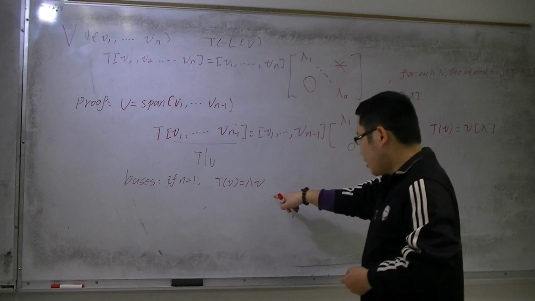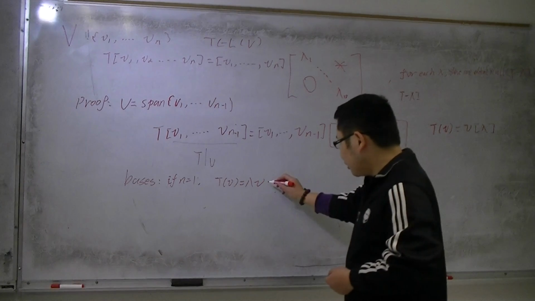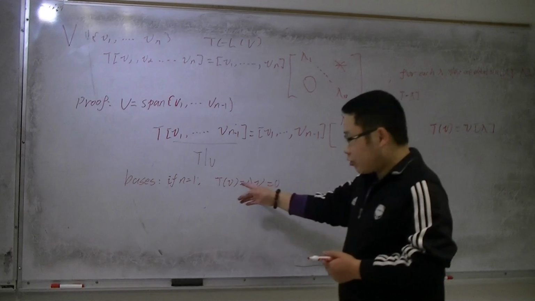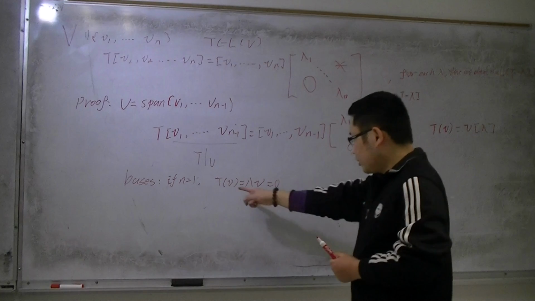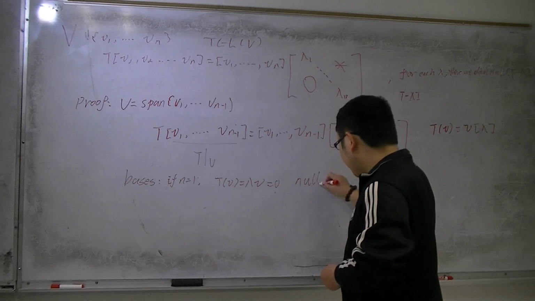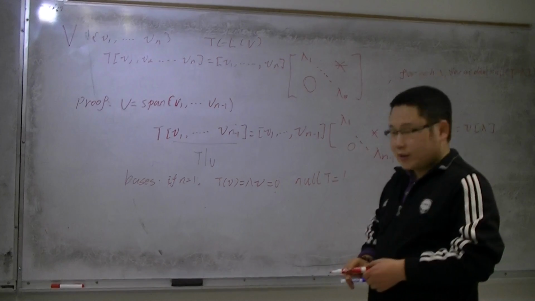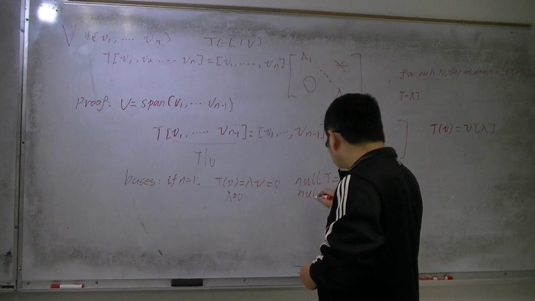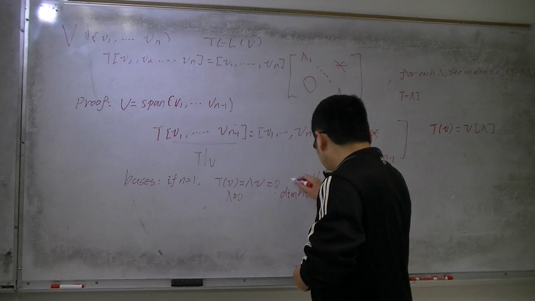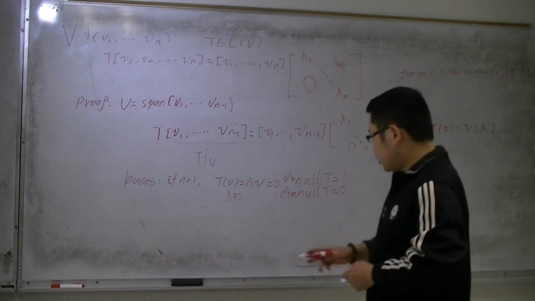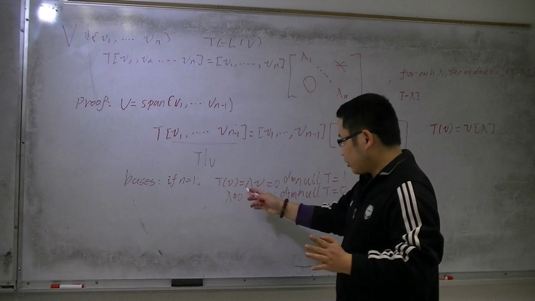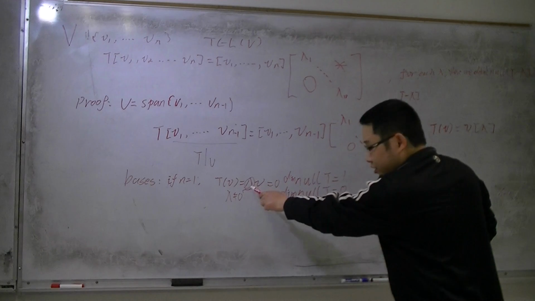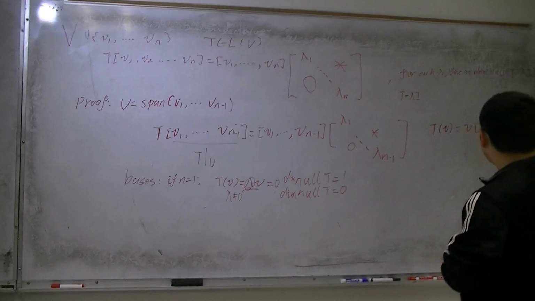And this is the eigenvalue from this one. If lambda is 0, then this is equal to 0, so all vectors are transformed to 0. So the null space of T has dimension 1. And if lambda is not equal to 0, then the null space is 0. It cannot have a non-zero vector mapped to 0, because it's multiplied by a non-zero scalar. So it cannot be 0 here. This is non-zero, this is non-zero, it cannot be 0.